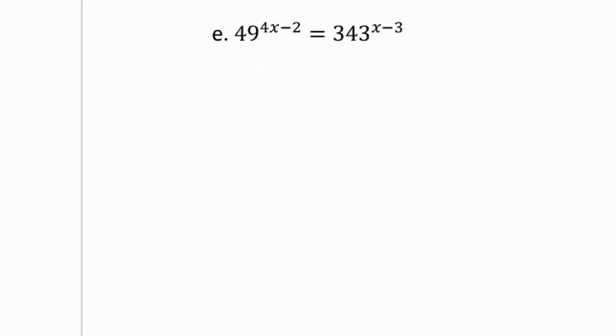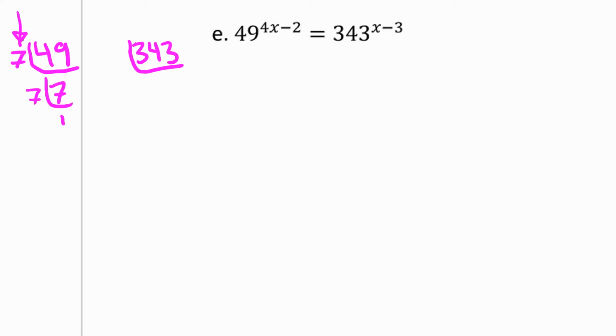Problem E, we have to hedge both sides, it looks like. 49, you already know is 7 squared, but we'll show the work. 343, when you hedge that, I know a lot of times with hedging, you first try to divide by 2. If that doesn't work, you try 3. If that doesn't work, you try 4. You have to try a lot of things before you get to 7. But since I already saw 7's pop up on this problem, that's a good clue that there's about to be more 7's. 343 divided by 7 is 49.